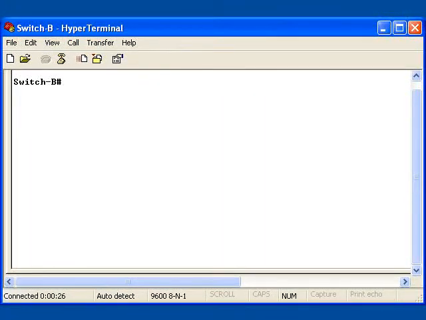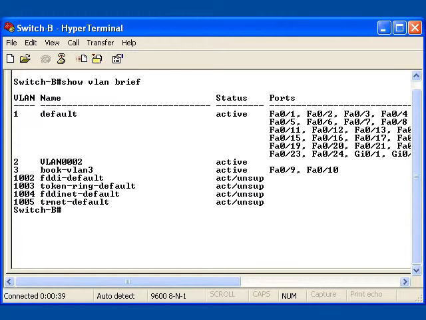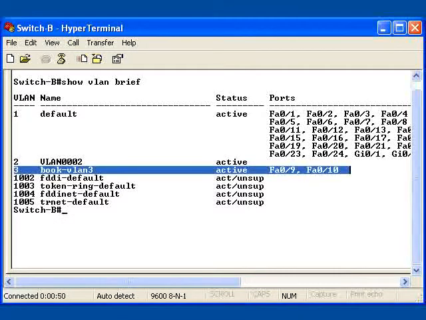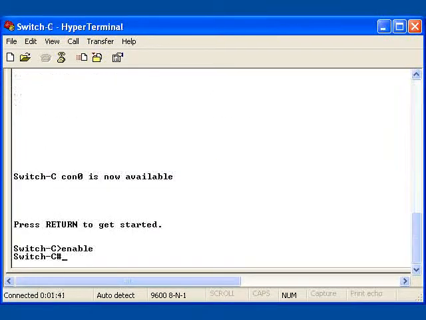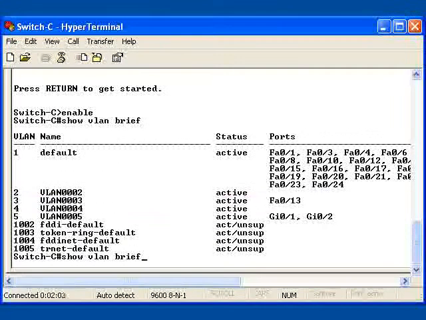Further, we can see that the name of VLAN ID 3 in switch B is different from that in switch A and switch C. This happens because switch A and switch B are in VTP server and client mode. Therefore, they synchronize their VLAN information. However, switch C is in VTP transparent mode.